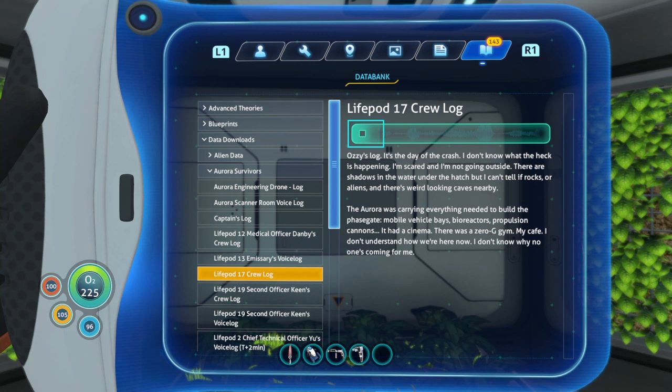Ozzy's log. It's the day of the crash. I don't know what the heck is happening. I'm scared and I'm not going outside. There are shadows in the water under the hatch, but I can't tell if they're rocks or aliens. And there's weird-looking caves nearby. The Aurora was carrying everything needed to build the phase gate. Mobile vehicle bays, bioreactors, propulsion cannons. It had a cinema. There was a zero-G gym. My cafe. I don't understand how we're here now. I don't know why no one's coming for me.